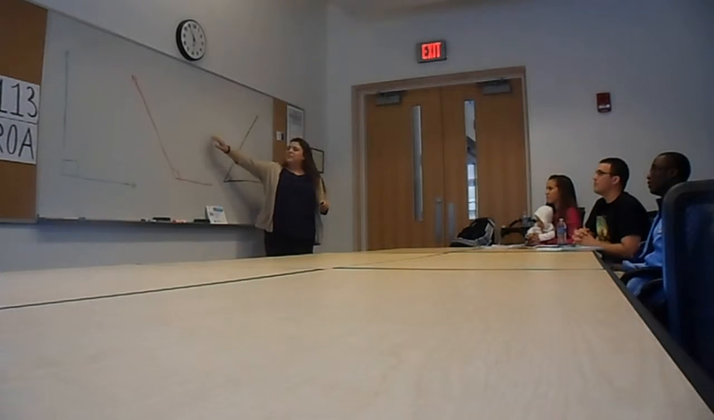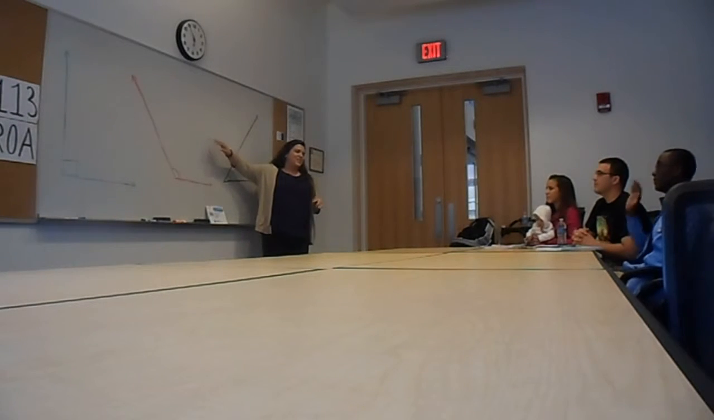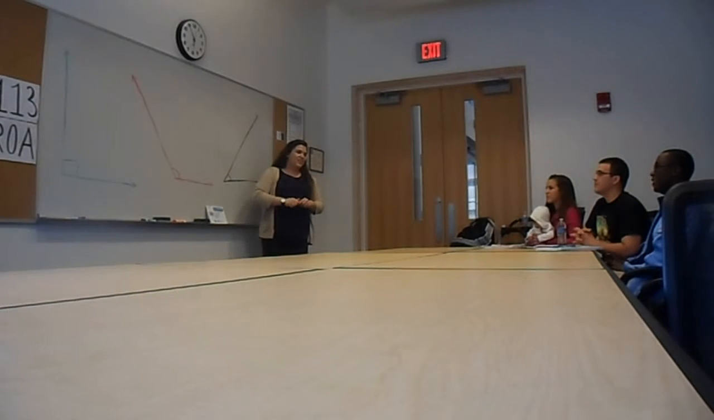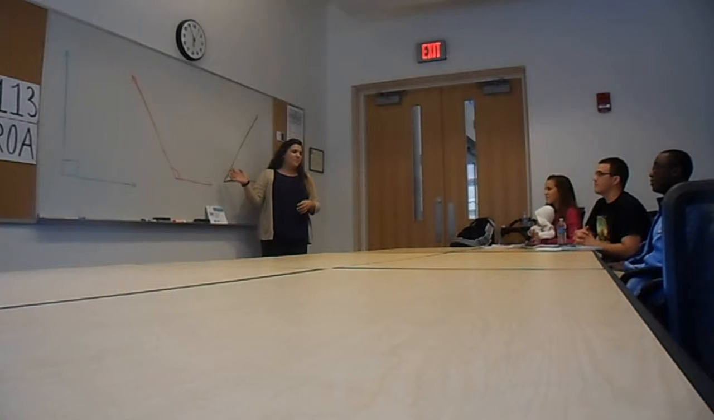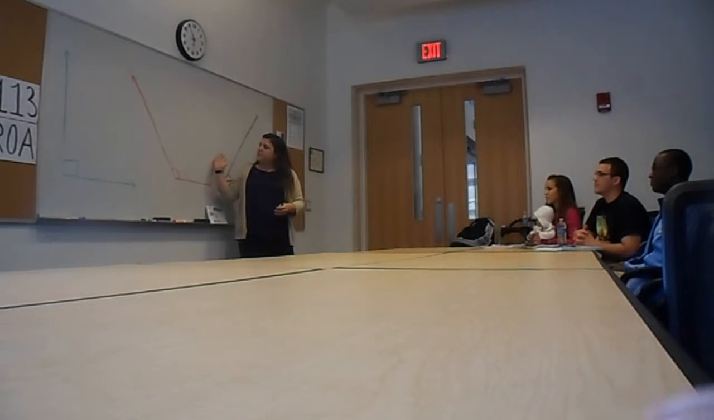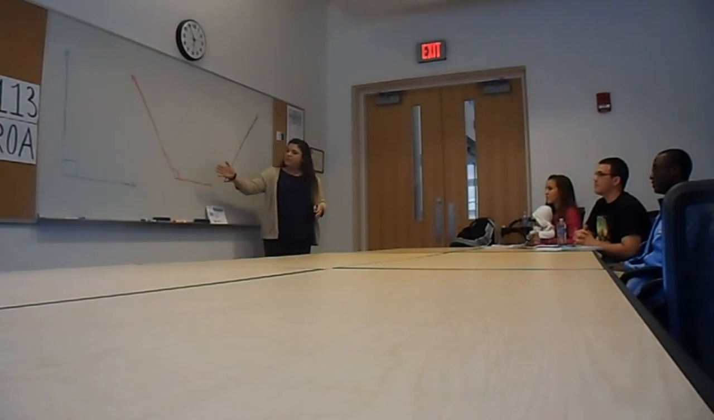Okay, so can anyone tell me what this angle is? It is an obtuse angle. You're right, it's an obtuse angle. And how did you know it was an obtuse angle? Because it is longer than a right angle. It's larger than a right angle, you're right. So a right angle is 90 degrees, so an obtuse angle is greater than 90 degrees.